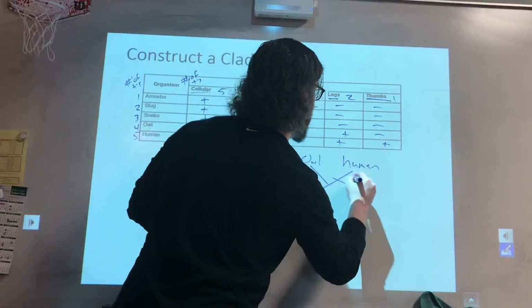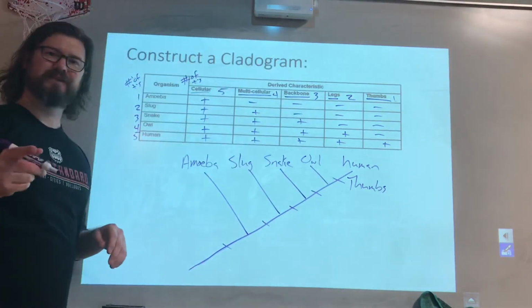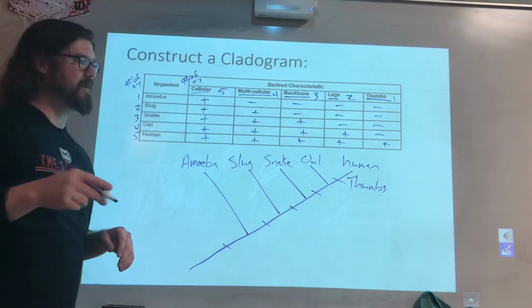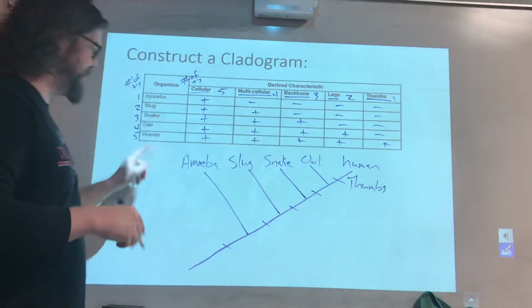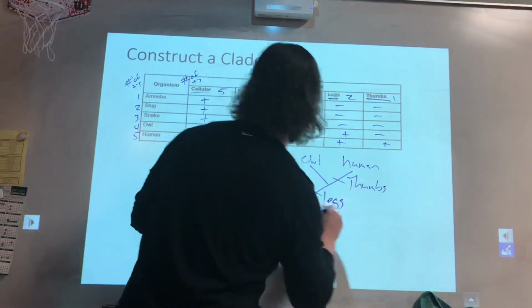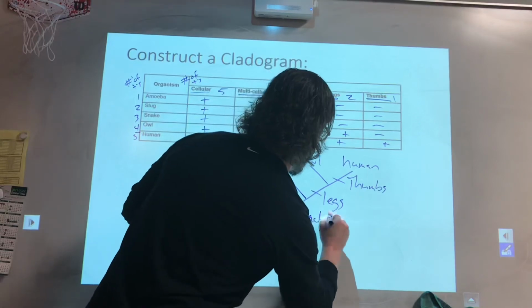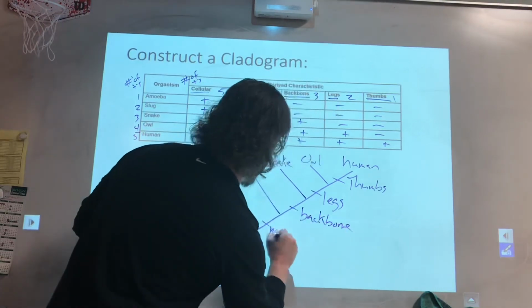I said that backwards. I've said this backwards several times. But that's right though. So you go 1 through 5. 1 through 5 down. Legs. Multicellular. Backbone. Thank you. And cellular.